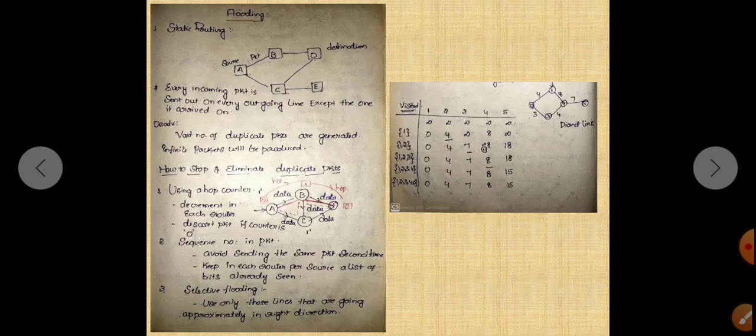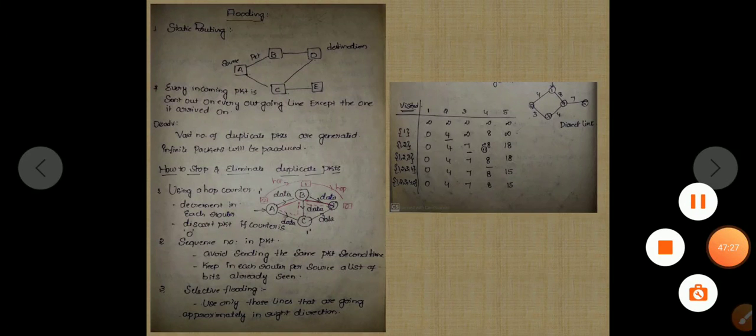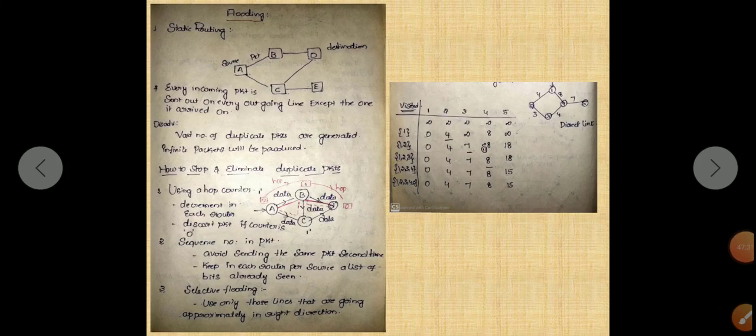I hope you will understand this concept. We'll go for the next concept. So just listen to this one, and I will give you the assignment for this.